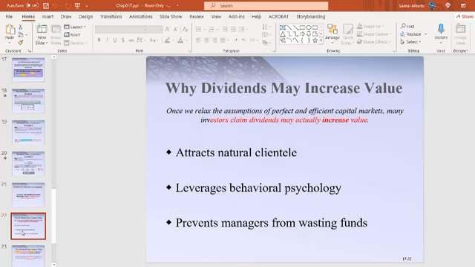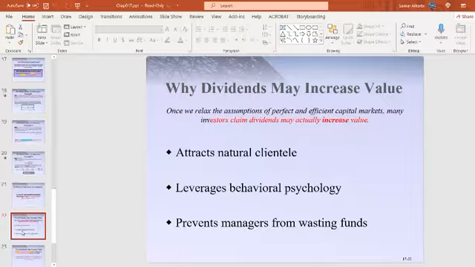If we relax those assumptions, dividends may increase the value of the company. Why? Because dividends will attract a natural clientele. It will leverage behavioral psychology. So you can consider this as one point. Basically, if you pay more dividends, there are some investors who like dividends, so you will attract them to the company. Once they buy the shares, there will be demand for your share, the share price will go up, and the value of the company will go up. So the first two are related to each other.